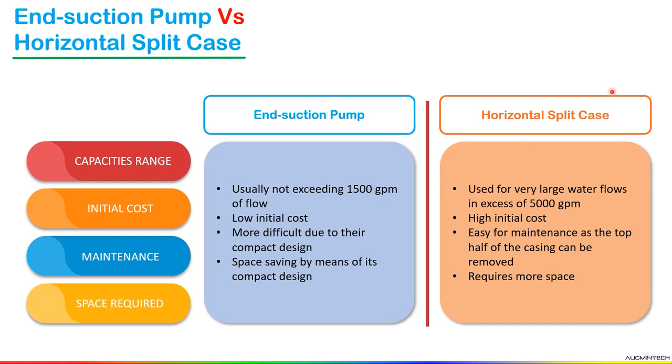That is why, if your space requirement is such that you have less space inside, at that time we have to install this end suction pump only. Okay, we do not have to consider initial cost, maintenance and space, because the problem that occurs is the space requirement. At that time we have to prefer this only. If you have more space, then it is okay, we have to select this horizontal split case pump only. So this is about the difference between end suction pump and horizontal split case pump.